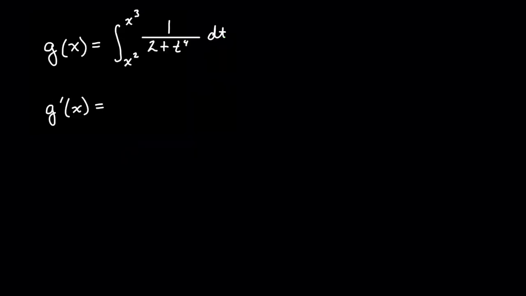All right, next problem. The difference here is we have variables in both positions. Now, what we're going to do is apply this property where the integral from a to b plus the integral from b to c is equal to the integral from a to c. And so what we can do is break this up into two integrals.